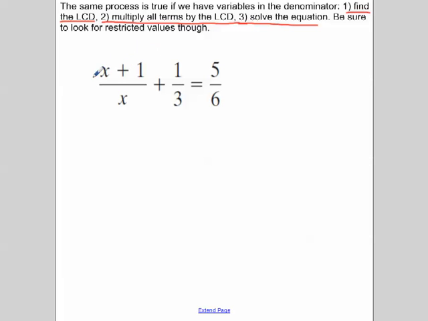If we have a rational, meaning fractional, equation, then what do we have to do? Number 1, find our lowest common denominator. The lowest common denominator includes every single factor from every single denominator raised to the highest power.